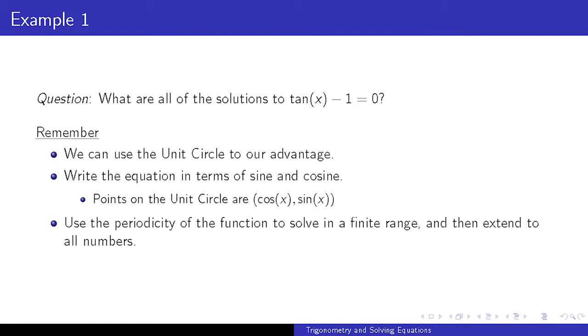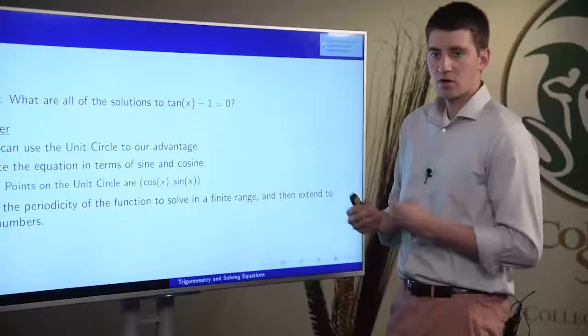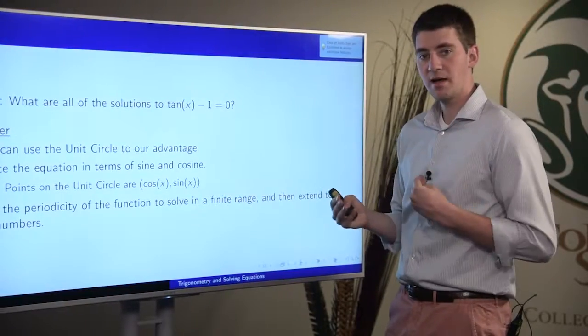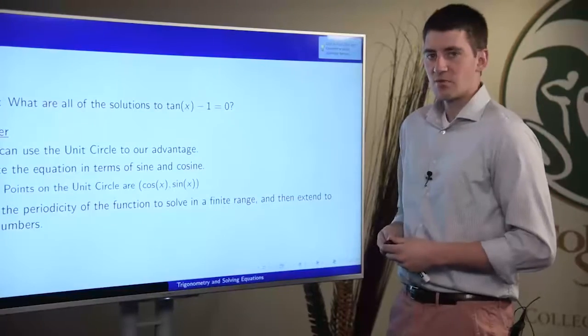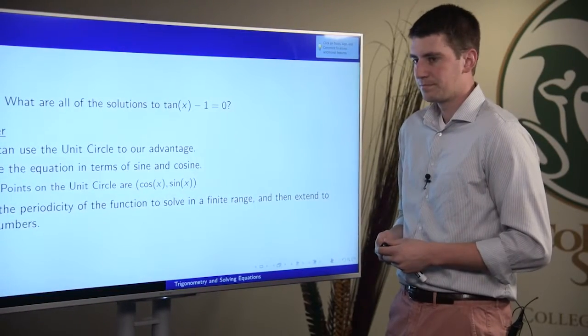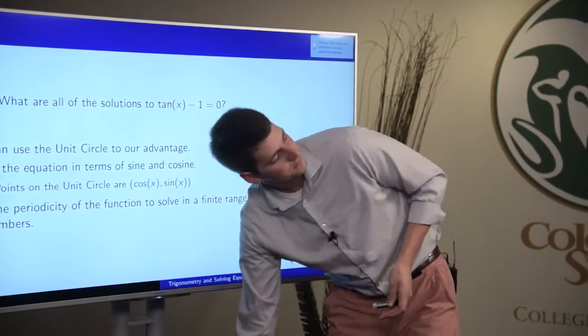Lastly, we want to use the periodicity of the functions to solve just in a finite range, and then extend to all numbers. So just like before, we solved from 0 to 2 pi, and then we tacked on some more stuff, and this is the same process we want to do. So let's go to the board.